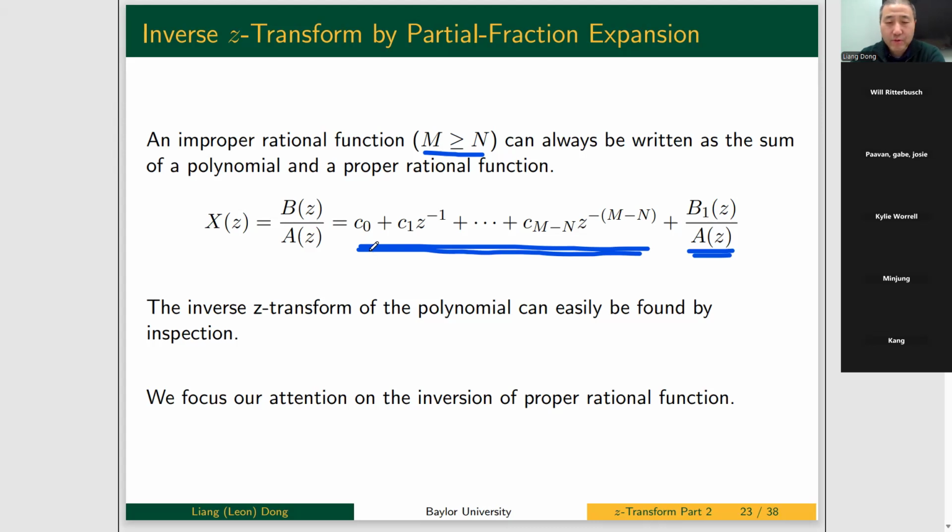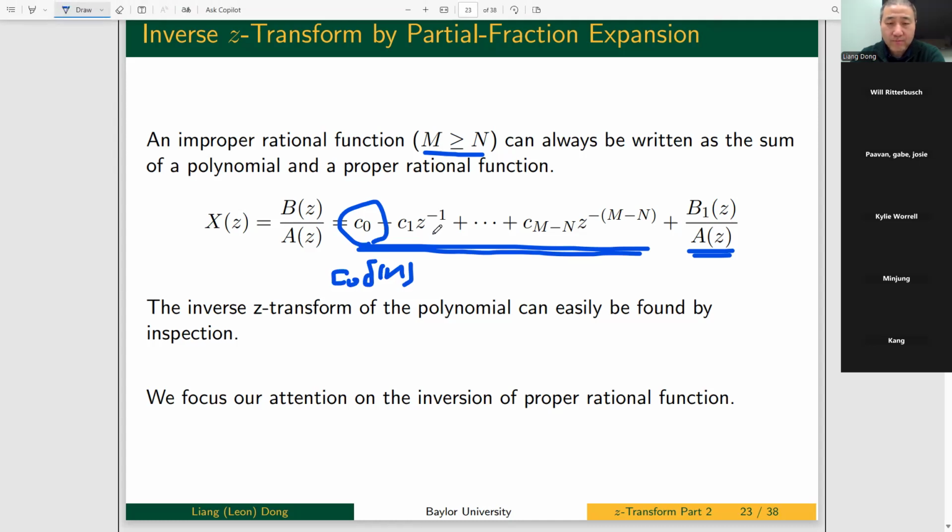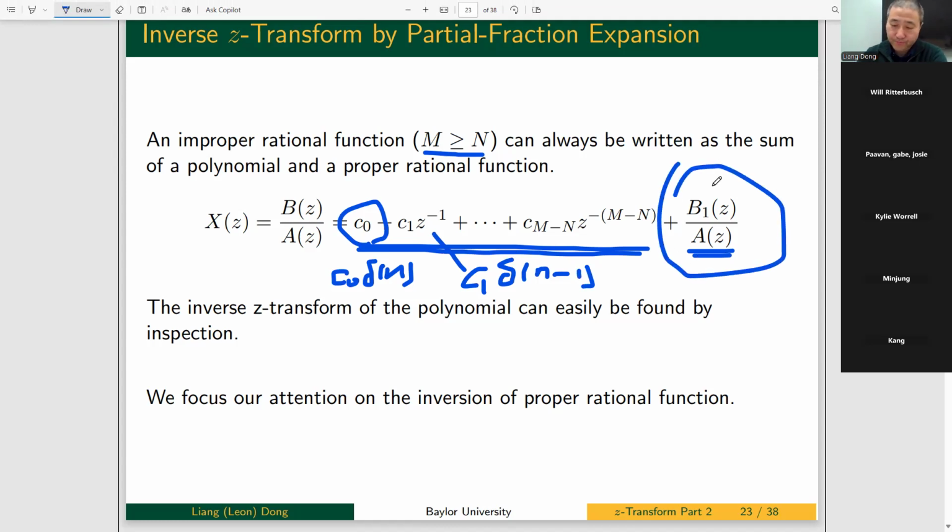The inverse Z transform is a linear operation. So I can do the inverse Z transform on c0, which is c0 delta[n]. The second term is c1 z to the minus 1, which is just a delay, so c1 delta[n minus 1]. Okay, that's it, and then I can do the rest. So this part, the polynomial part, is very simple. Now let's focus on this proper rational function.